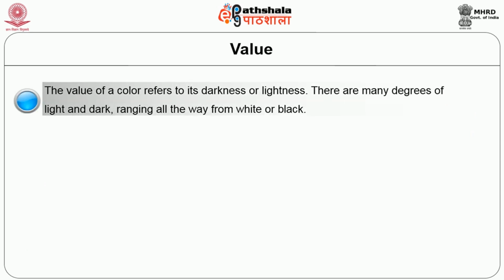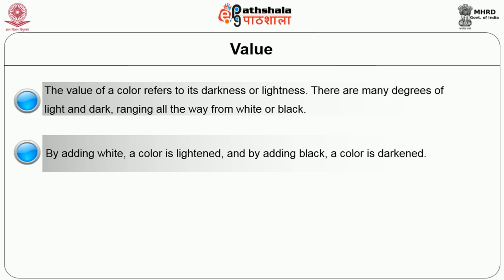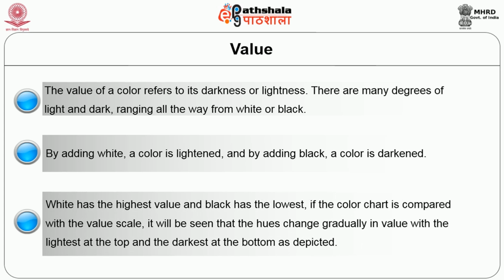The value of a color refers to its darkness or lightness. There are many degrees of light and dark, ranging all the way from white to black. By adding white, a color is lightened, and by adding black, a color is darkened. White has the highest value and black has the lowest value. If the color chart is compared with the value scale, it will be seen that the hues change gradually in value, with the lightest at the top and the darkest at the bottom, as depicted.